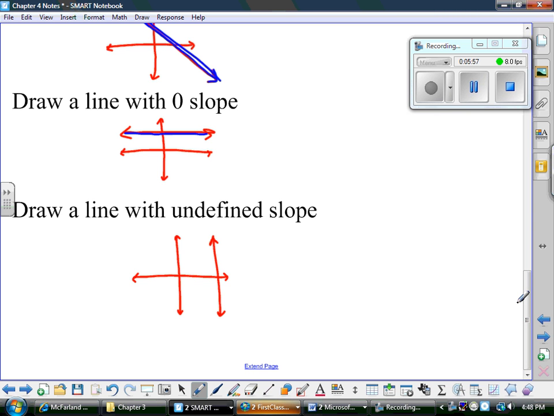I remember that by thinking of skiing. If I were skiing on this line, it would be 0 fun. Unless I was cross-country skiing, I guess. And if I were skiing on this line, I would become undefined because I'd fall right off the line. So that's one way I remember which ones are 0 slope and which ones are undefined slope.